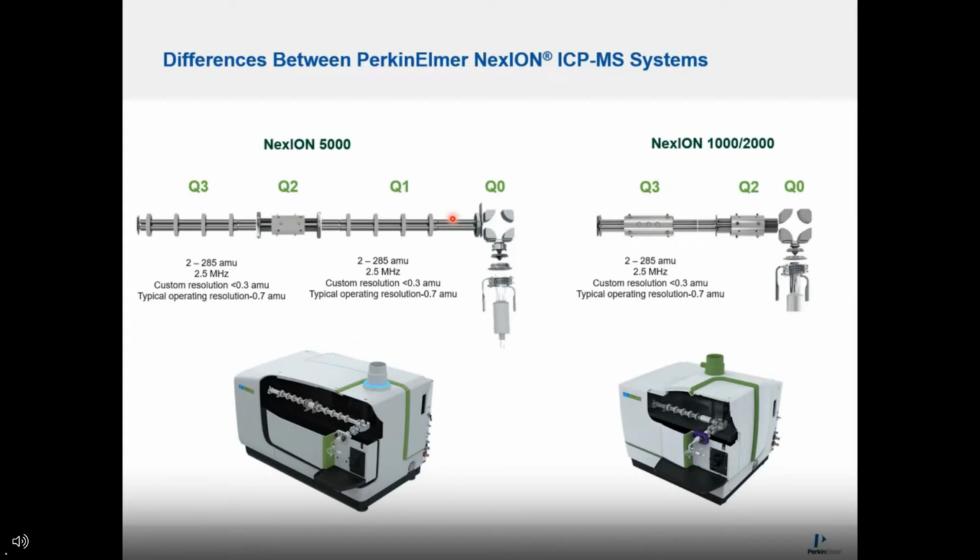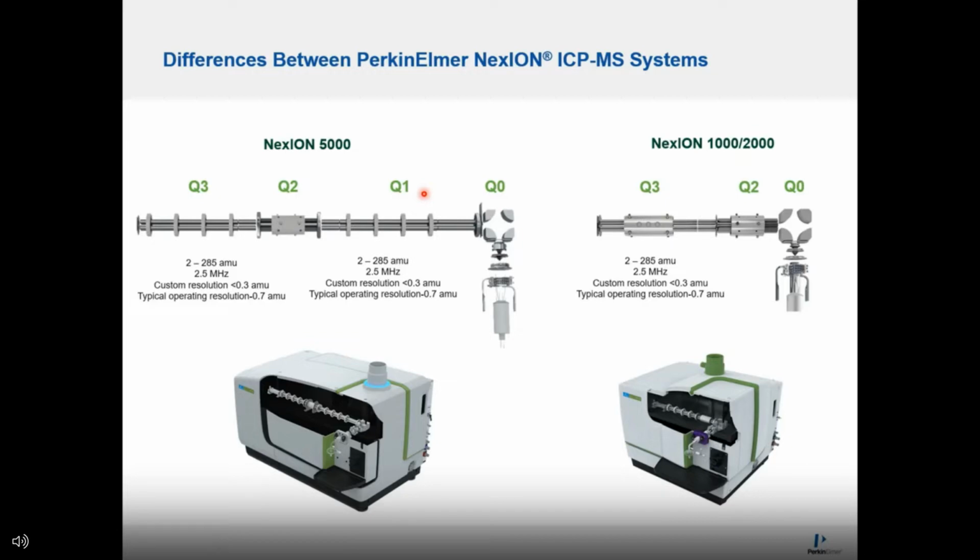If you compare the optics beyond the Q0, you will see that in the case of the NexION 1000 and 2000, there is no Q1 before the cell, whereas there is a Q1 in a triple quad or NexION 5000 multi-quadrupole ICP-MS. The Q1 not only acts as an additional filter, it allows mass shifting operations to be carried out in a more precise manner.